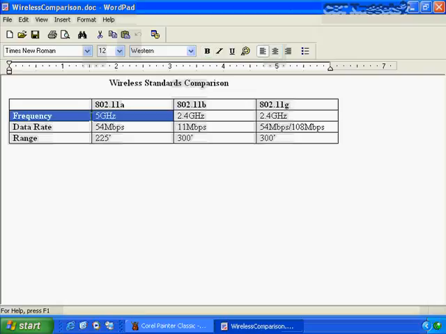Know what frequency something occurs on, for example. 802.11a uses the 5 gigahertz frequency. 802.11b uses the 2.4 gigahertz frequency, as does 802.11g. And it's kind of funny about that, because if you have wireless networks in the 802.11g range, and you also have those cordless handheld phones, you might run into a problem, because a lot of those cordless phones operate on 2.4 gigahertz as well.